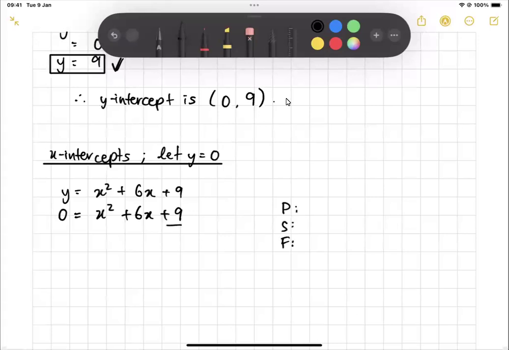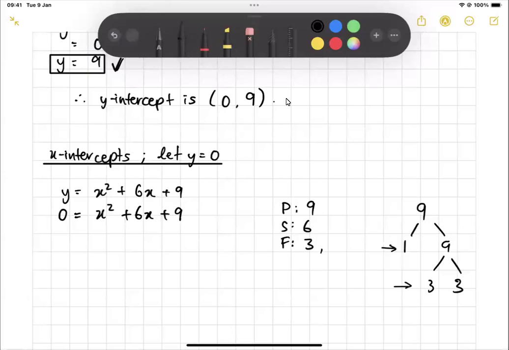My product is 9, so positive 9. My sum is positive 6, so positive 6. My factors are going to be whatever factors 9 can be, so 1 and 9, and 3 and 3. In this case, looking at my factors 1 and 9 and 3 and 3, which one could get me to positive 6 if I add them together? I think you know what the answer is.